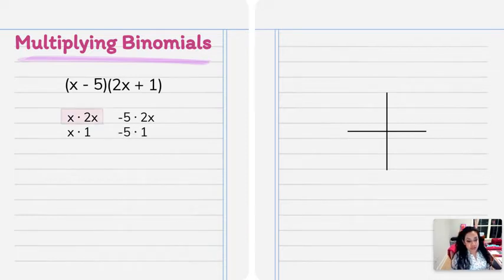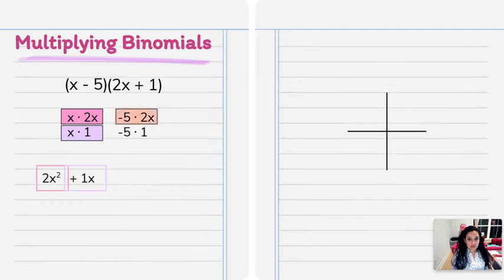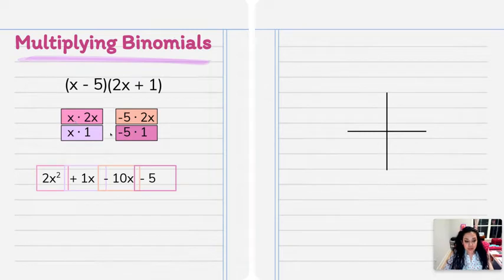If I go through and do that, x times 2x is 2x squared. X times 1 is positive 1x. Negative 5 times 2x is negative 10x. And negative 5 times 1 is negative 5. So notice when I was setting it up right here, it looks like it almost creates a box. I'm going to show you two different methods of doing this. You could do it this method right here, but I'm going to show you two other ways of doing it.